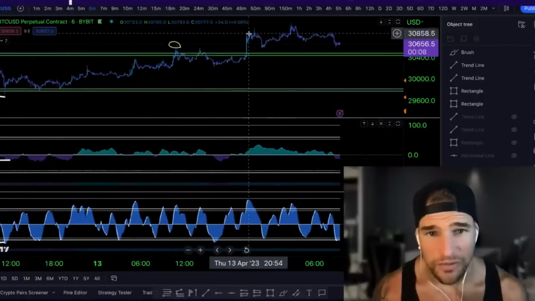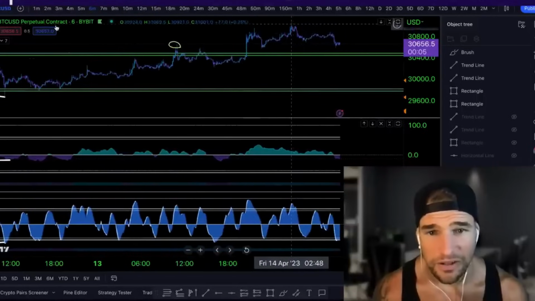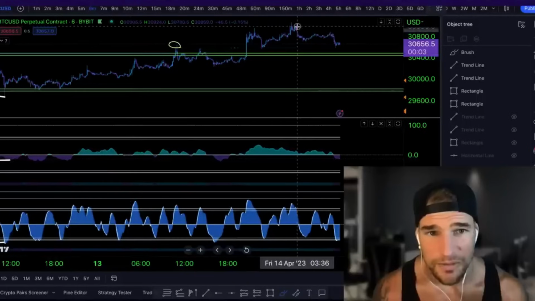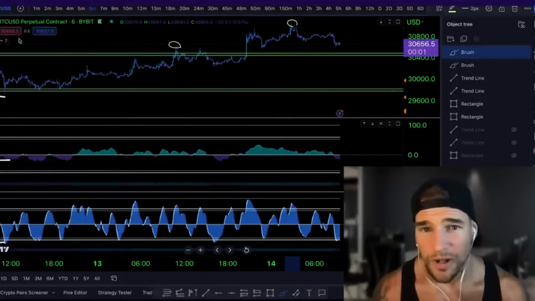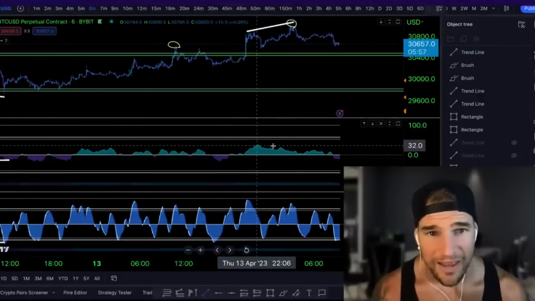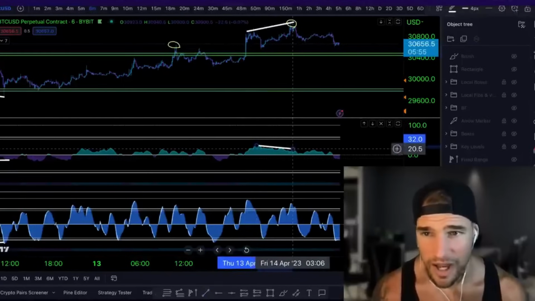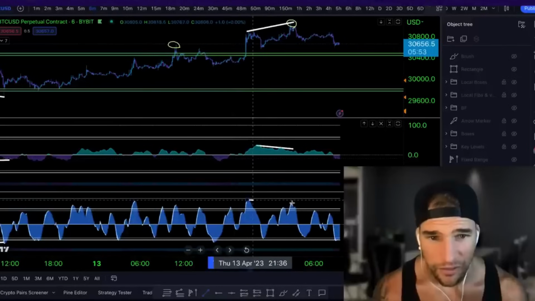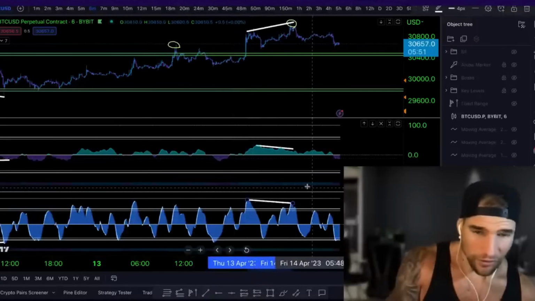Let's see where else we could have taken a trade from. We could have taken one literally from the exact top of this move as well, guys, just by looking at the fact that we're making a higher high, but the money flow and the momentum waves, very important, they have to be both, are making lower highs, okay? This trading strategy is so simple.